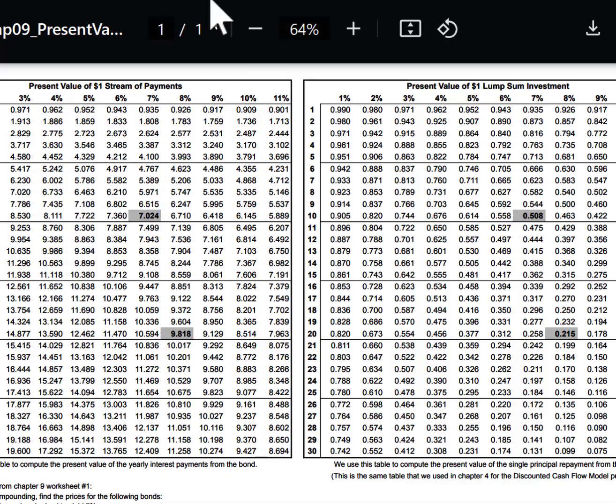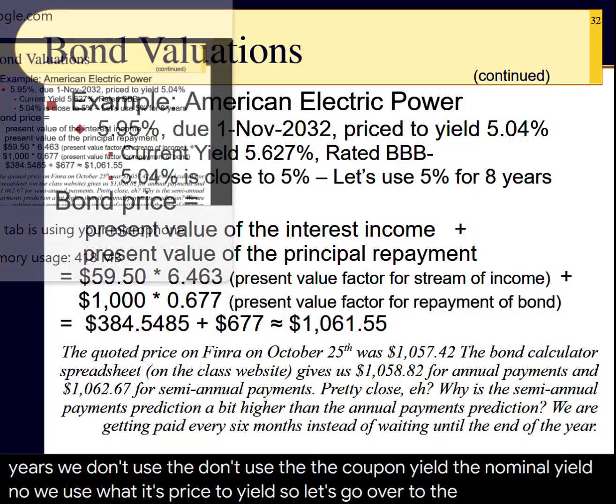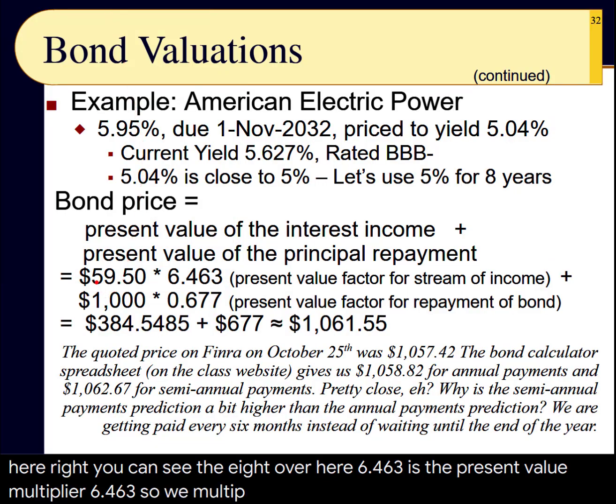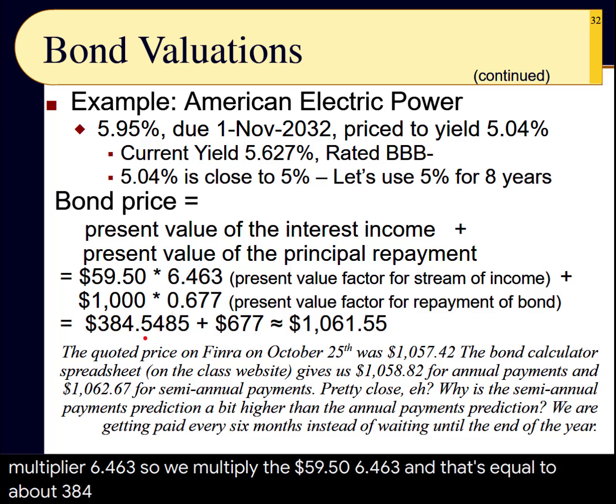And this one is a little tricky because you can't really see it. You can't see the years on the left-hand side. I guess I can make it smaller, but that'll make it even harder for you. We go across to 5% and down to 8 years. And that's 8 years right there. You can see the 8 over here, right? 6.463 is the present value multiplier. So we multiply the $59.50 times 6.463. And that's equal to about $384.55 or so.